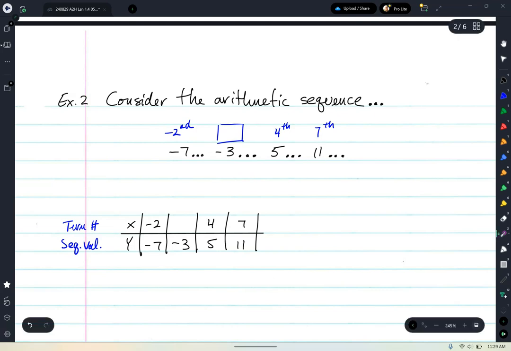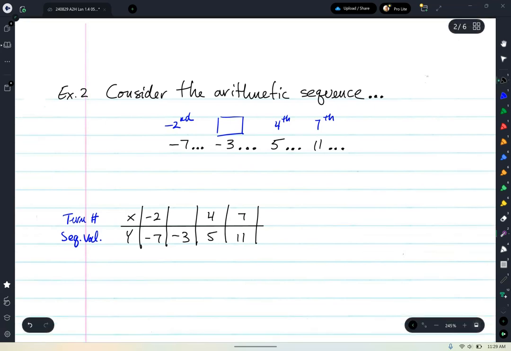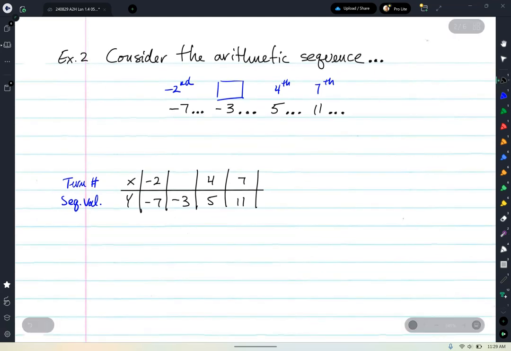Now we don't have consecutive terms. We have just a random selection from our sequence. The question is can we come up with an explicit formula for this particular thing, especially since we don't have the first term? Let's find the common difference.